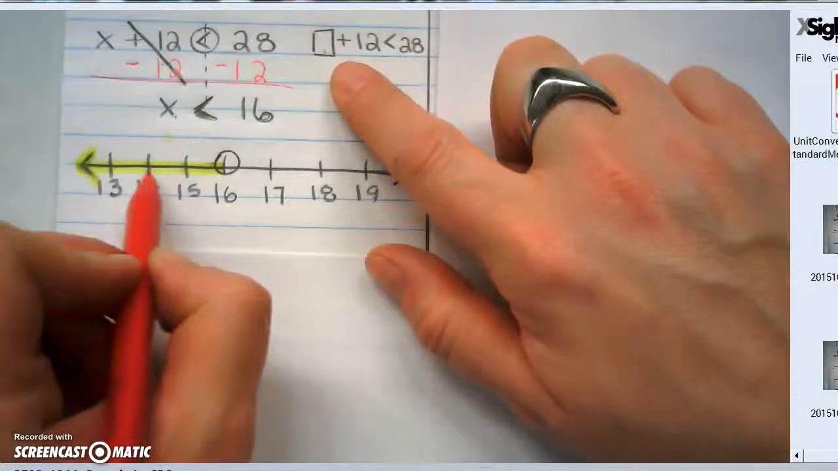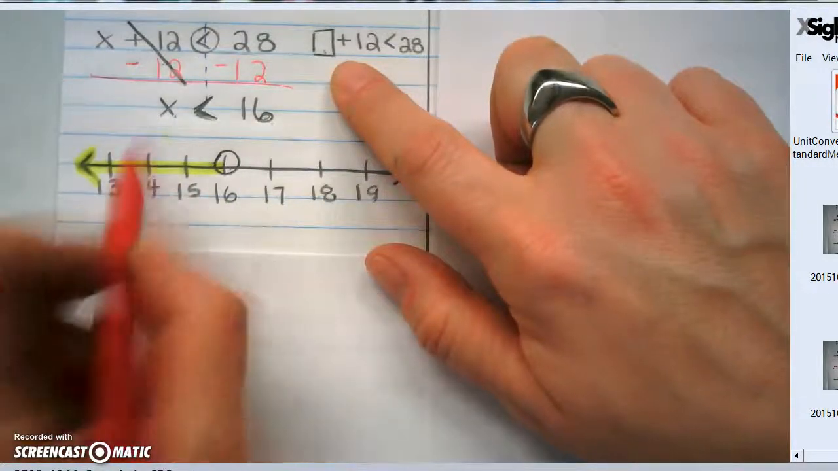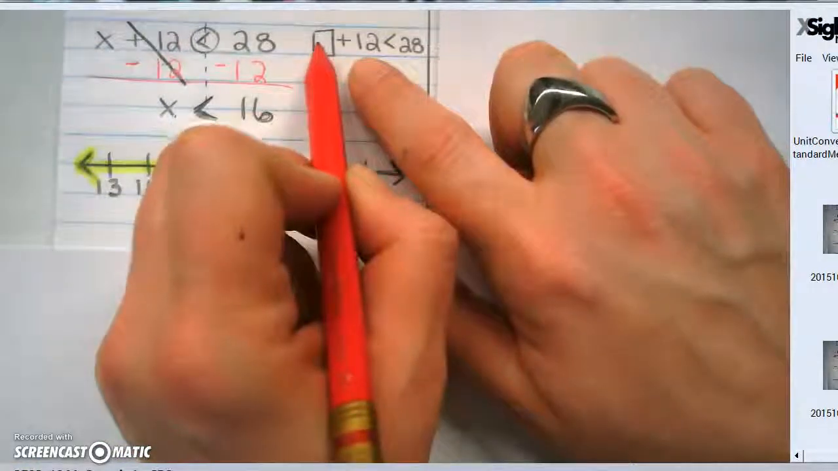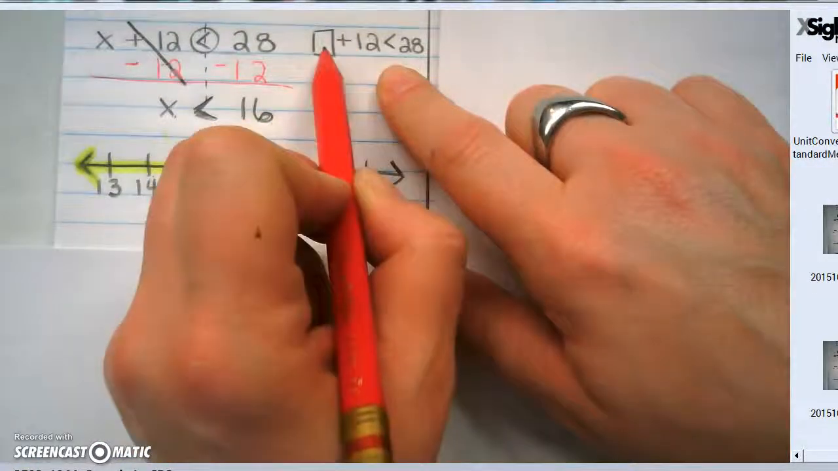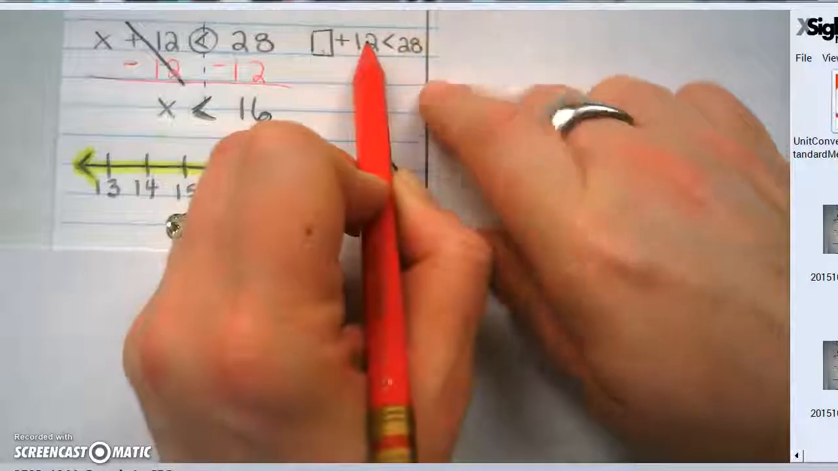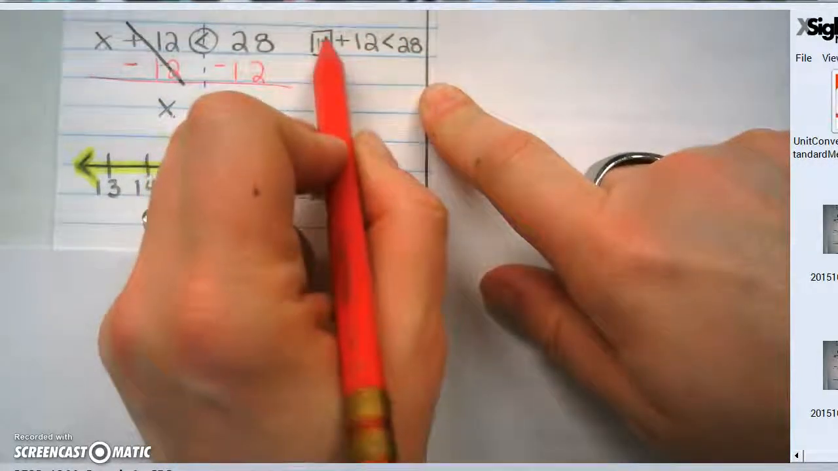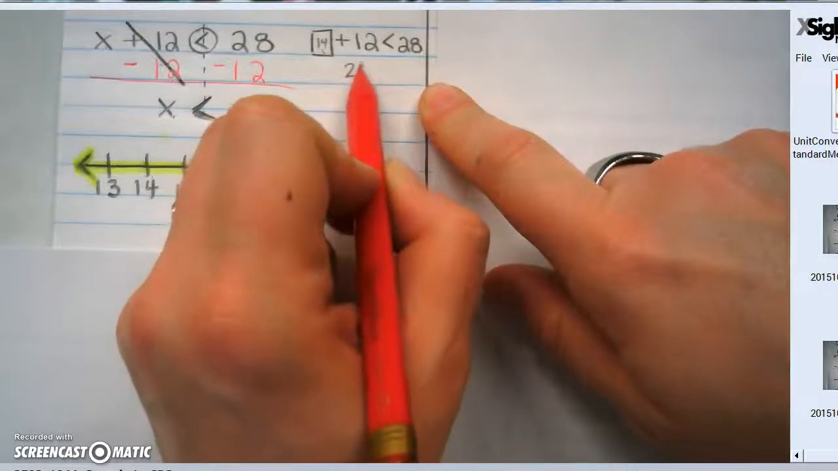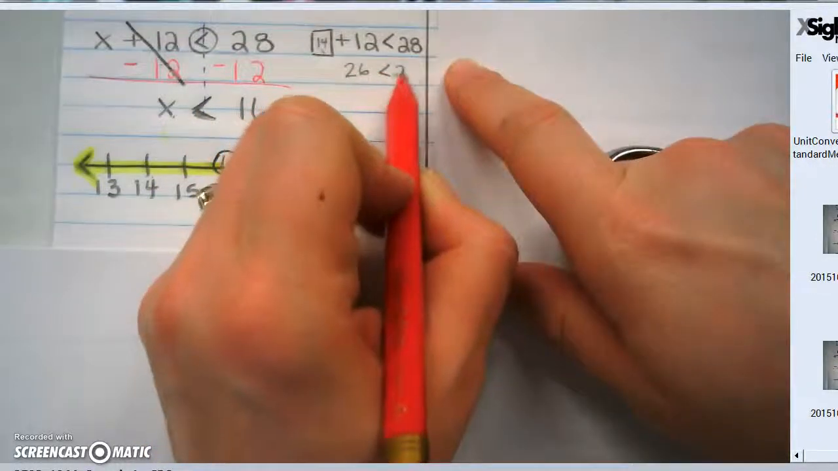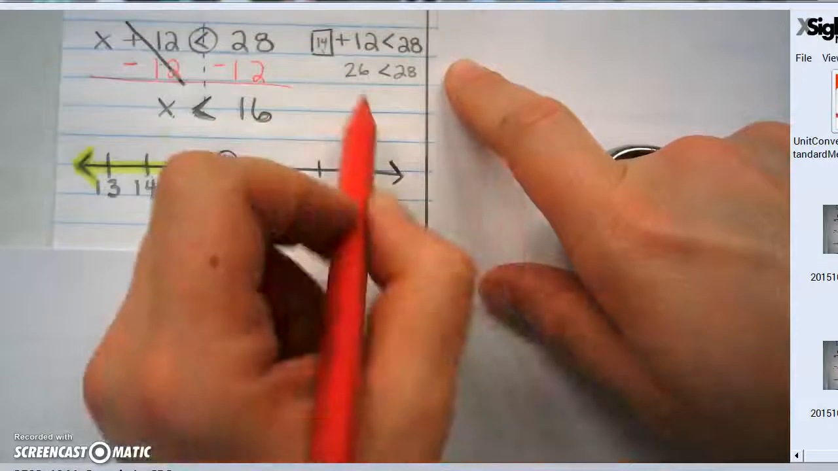Let's pick a number, 14. 14 is less than 16. And let's imagine that we've got 14 in this box. 14 plus 12 is less than 28. Well, 14 plus 12 is 26. And 26 is less than 28. That is true.